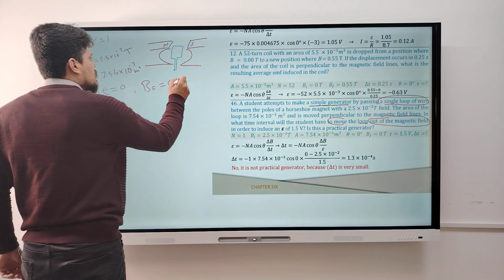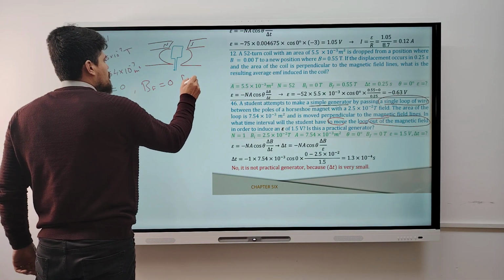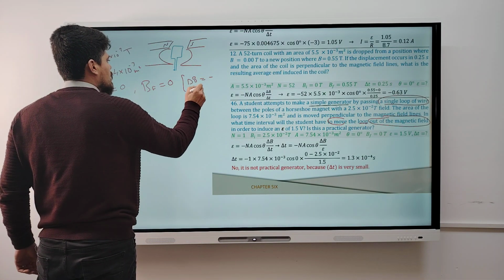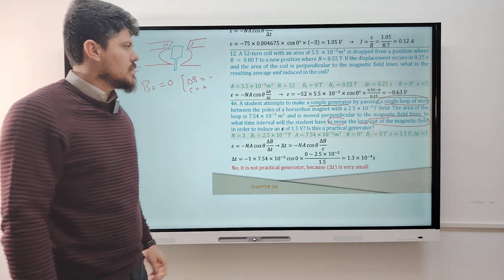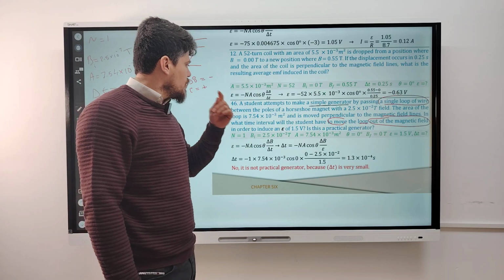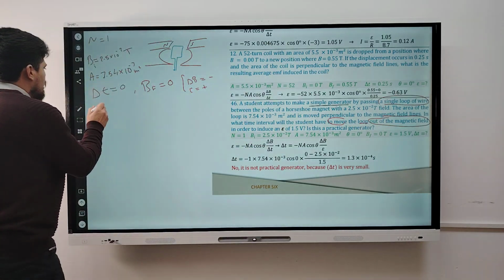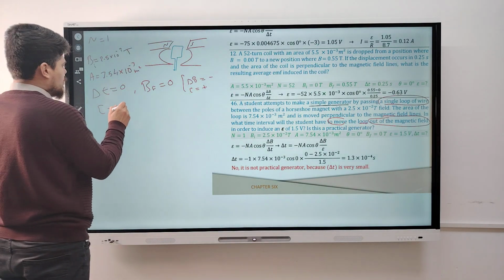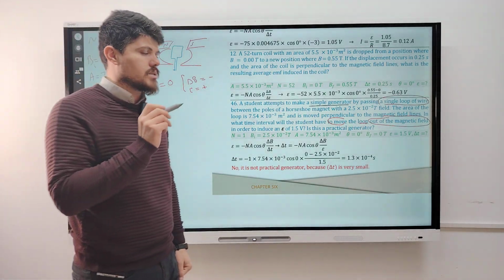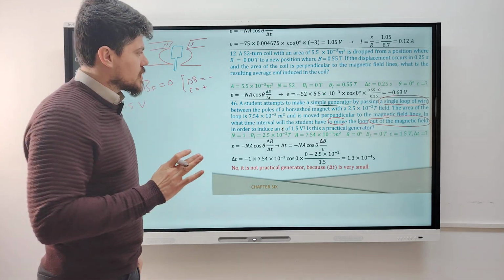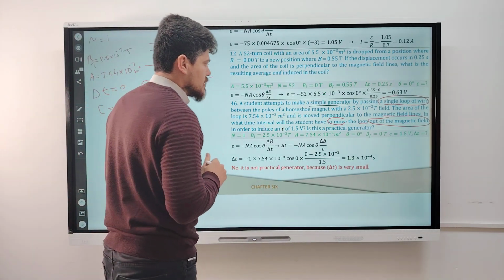Decrease. So which means that delta B is negative. The EMF should be what? Positive, in order to induce the EMF. In this question, the EMF is given as 1.5 volt. Is this EMF positive or negative? Positive. Why? Because the magnetic field decreases.